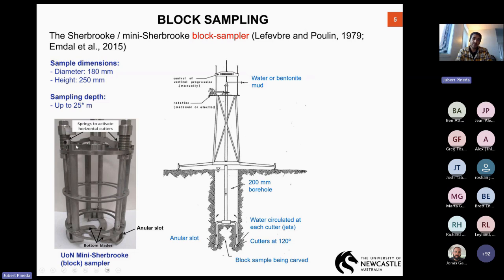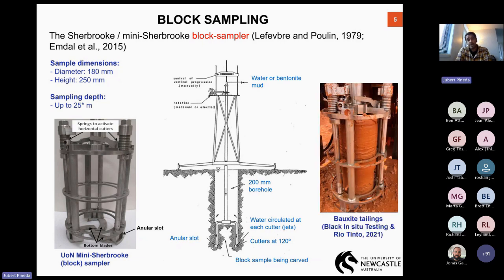These springs are going to activate the horizontal closing of these bottom blades. So those springs are going to nicely and gently start to move the blades from the outside of the sampler towards the center. And at the end of this operation, the base of the sample is going to be cut, fully cut, and these 3 blades will serve as a support for the block sample to be retrieved to the ground surface.